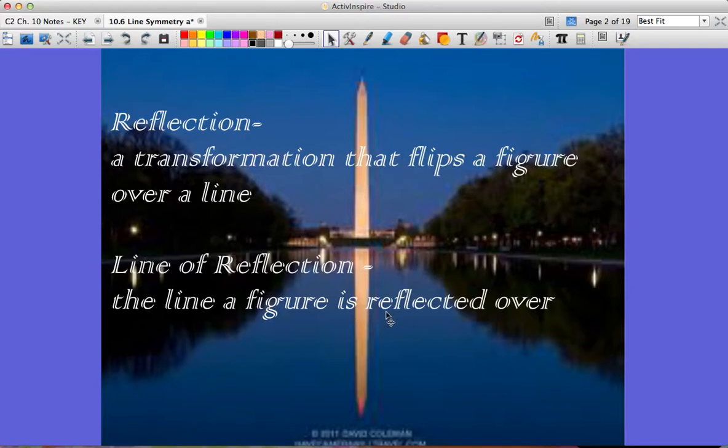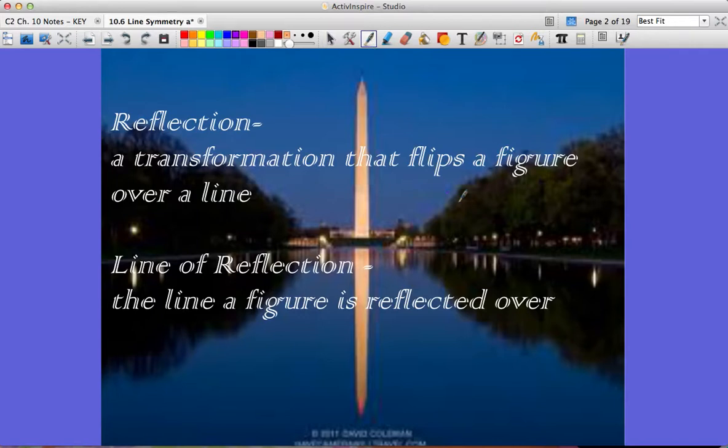A line of reflection is the line a figure is reflected over. So if you look back here in the picture, we have the Washington Monument, and right here would be the line of reflection, and this right here is the reflection. So this is the transformation, this is the flip, and then this is the line that it's reflected over.